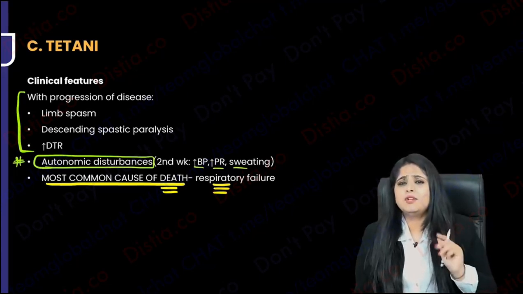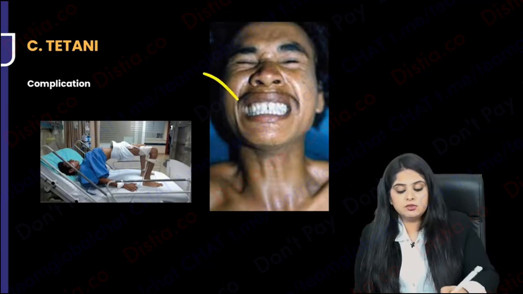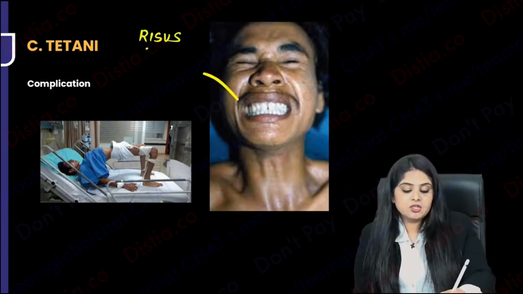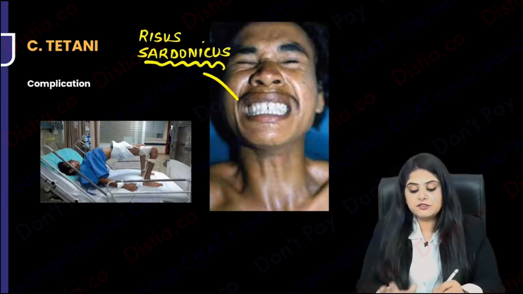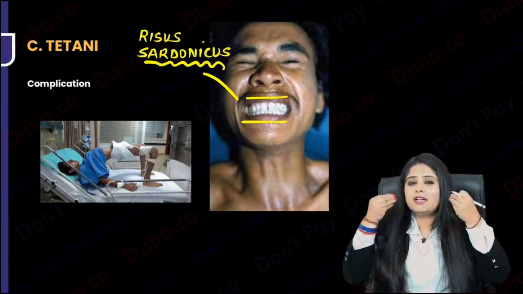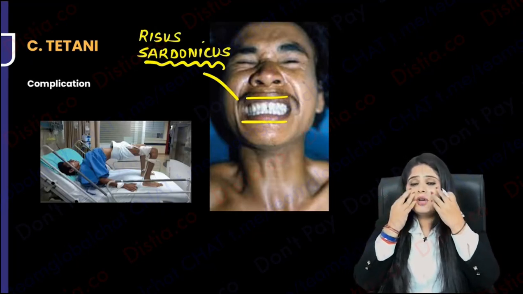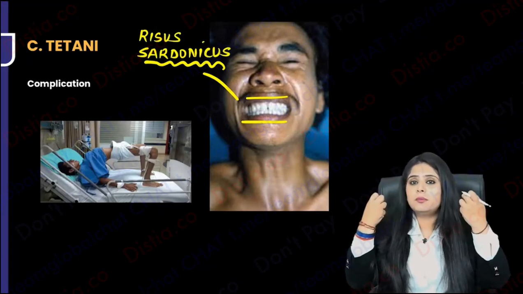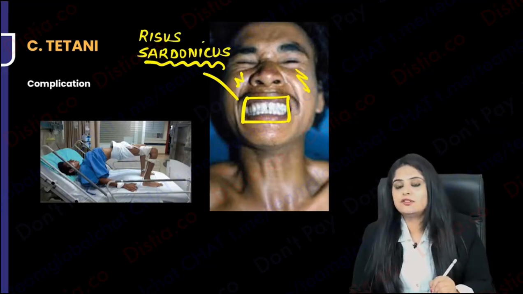But before death, we all have seen that very, very disturbing picture. Before death, there is definitely going to be a complication. Firstly, you see this over here, where it feels that the patient is smiling, but he's not smiling. Risus sardonicus. Sardonicus means sarcastic smile. It looks as if this patient is smiling. No, he's not smiling. Basically, his entire muscles have been contracted. Imagine, all the muscles here, extraocular and all these, are getting contracted. So when it gets contracted, it pulls your mouth, and that way it looks like he's smiling, but it's actually the muscle contraction over here. He's not smiling.